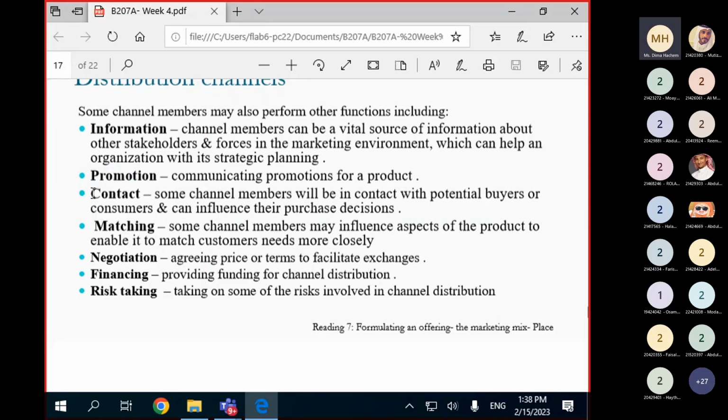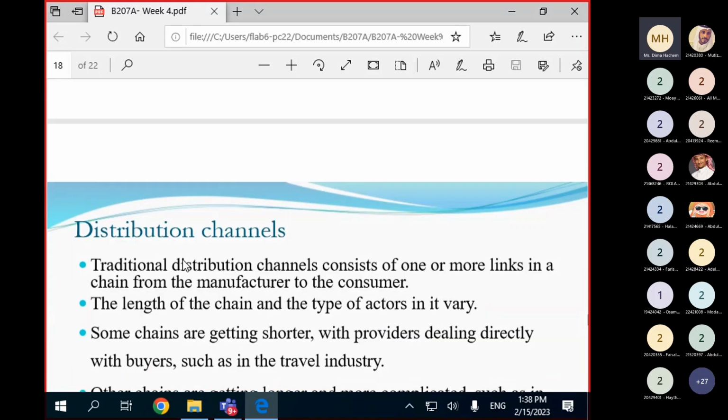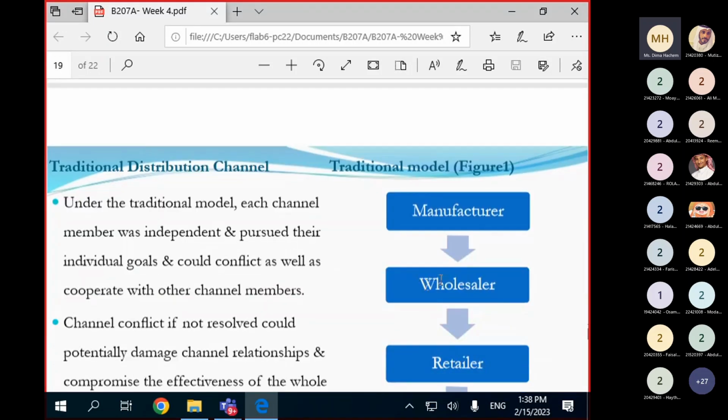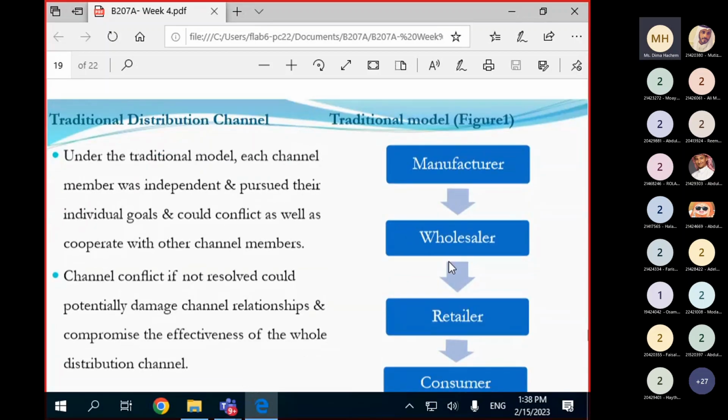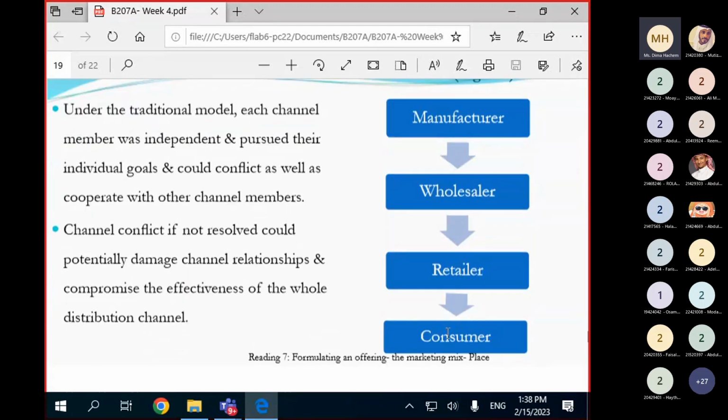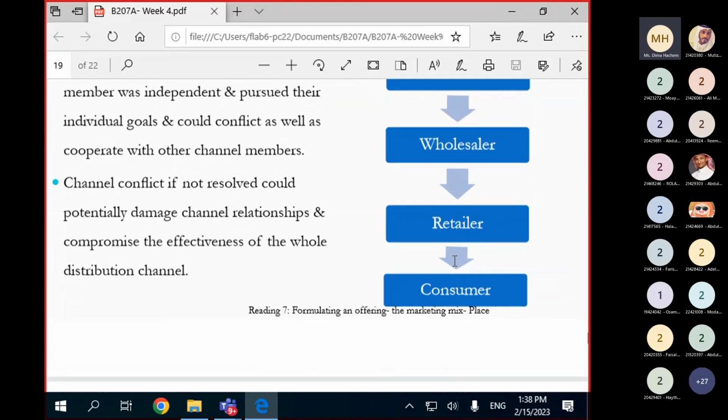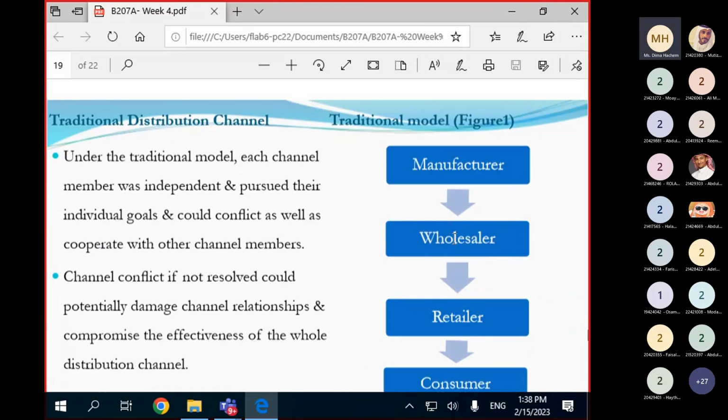Okay, the contact also, they contact buyers. Remember that the wholesaler is the buyer of the manufacturer. Okay, the retailer is the buyer of the wholesaler, and the consumer is the buyer of the retailer. So each one, okay, has customers under them. Who is the customer of the manufacturer? Yeah, the wholesaler. This is the customer that you sell directly to, okay?